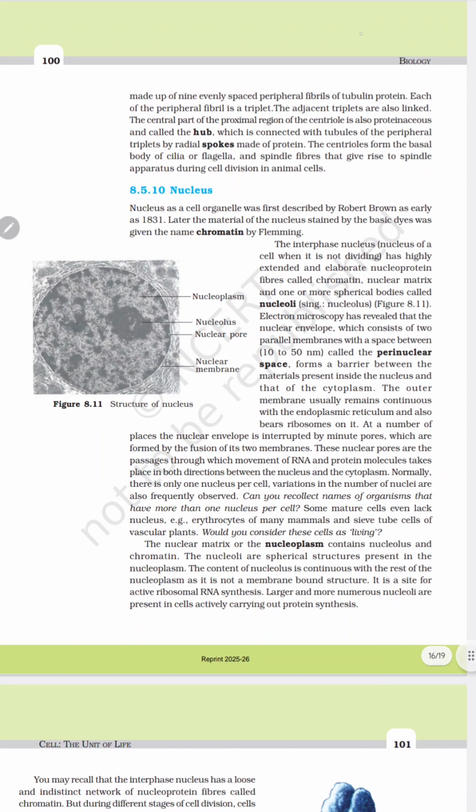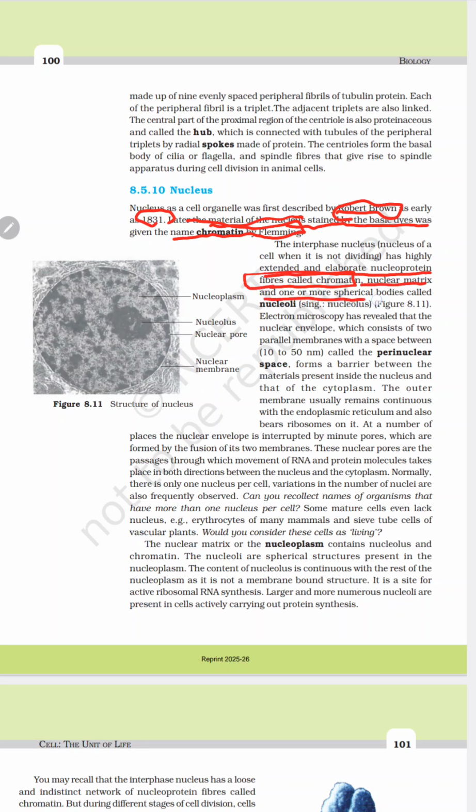The nucleus was first discovered by Robert Brown in 1831. It is a cell organelle with a double membrane layer. The material of the nucleus stained by basic dye was given the name chromatin by Fleming. The interphase nucleus has highly extended and elaborate nucleoprotein fibres called chromatin. The nuclear matrix and one or more spherical bodies are called nucleoli.